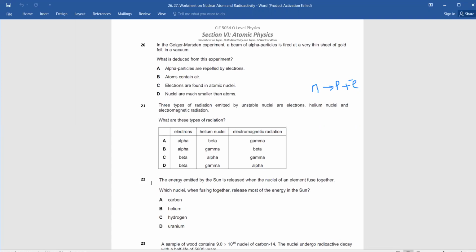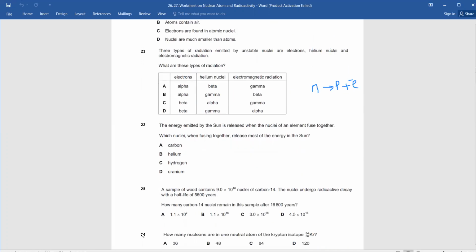Adnan, continue. The energy emitted by the sun is released when the nuclei of an element fuse together. Which nuclei, when fusing together, release most of the energy in the sun? Hydrogen, probably. Yes. Which nuclei, when fusing together, release most of the energy in the sun? Yes, it is hydrogen. Then 23.